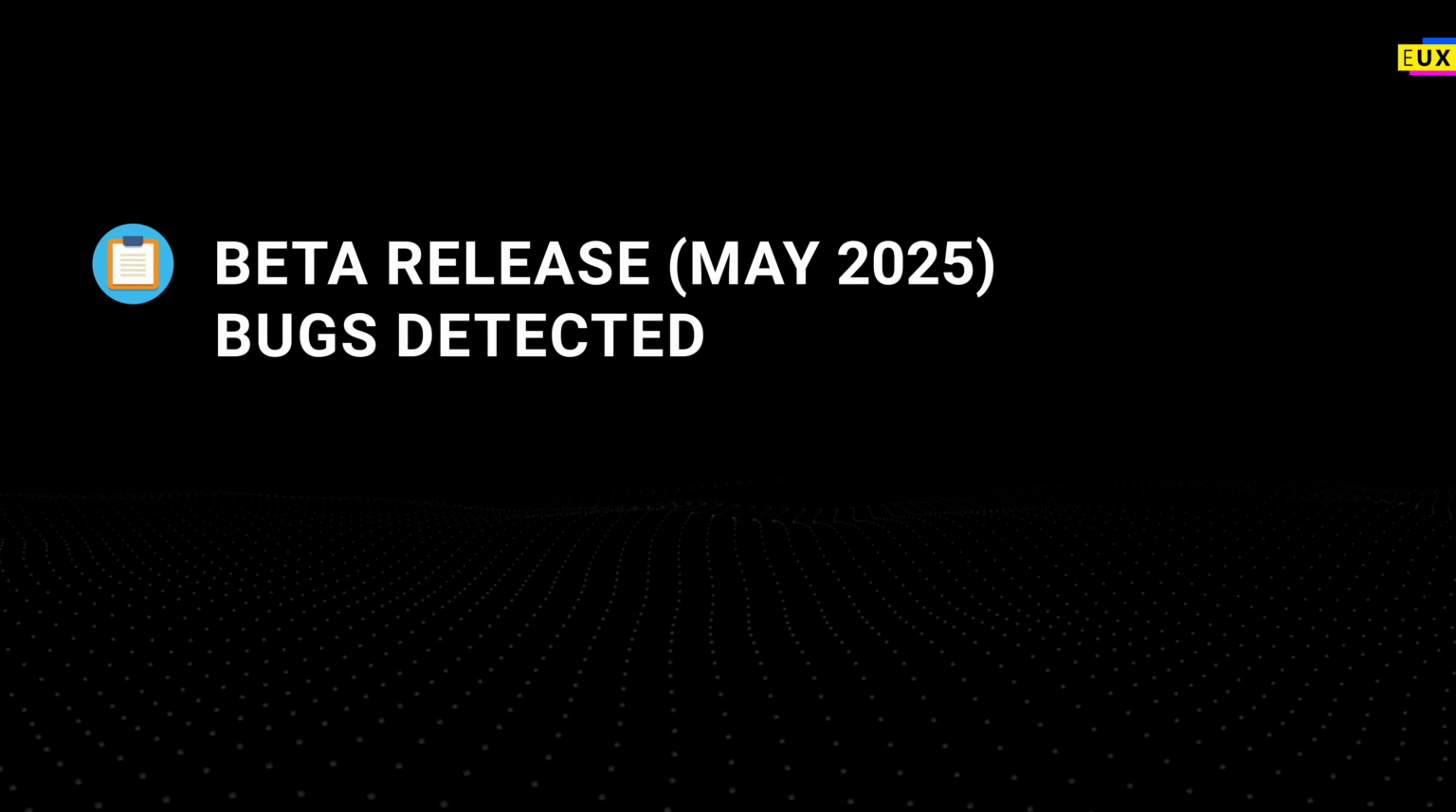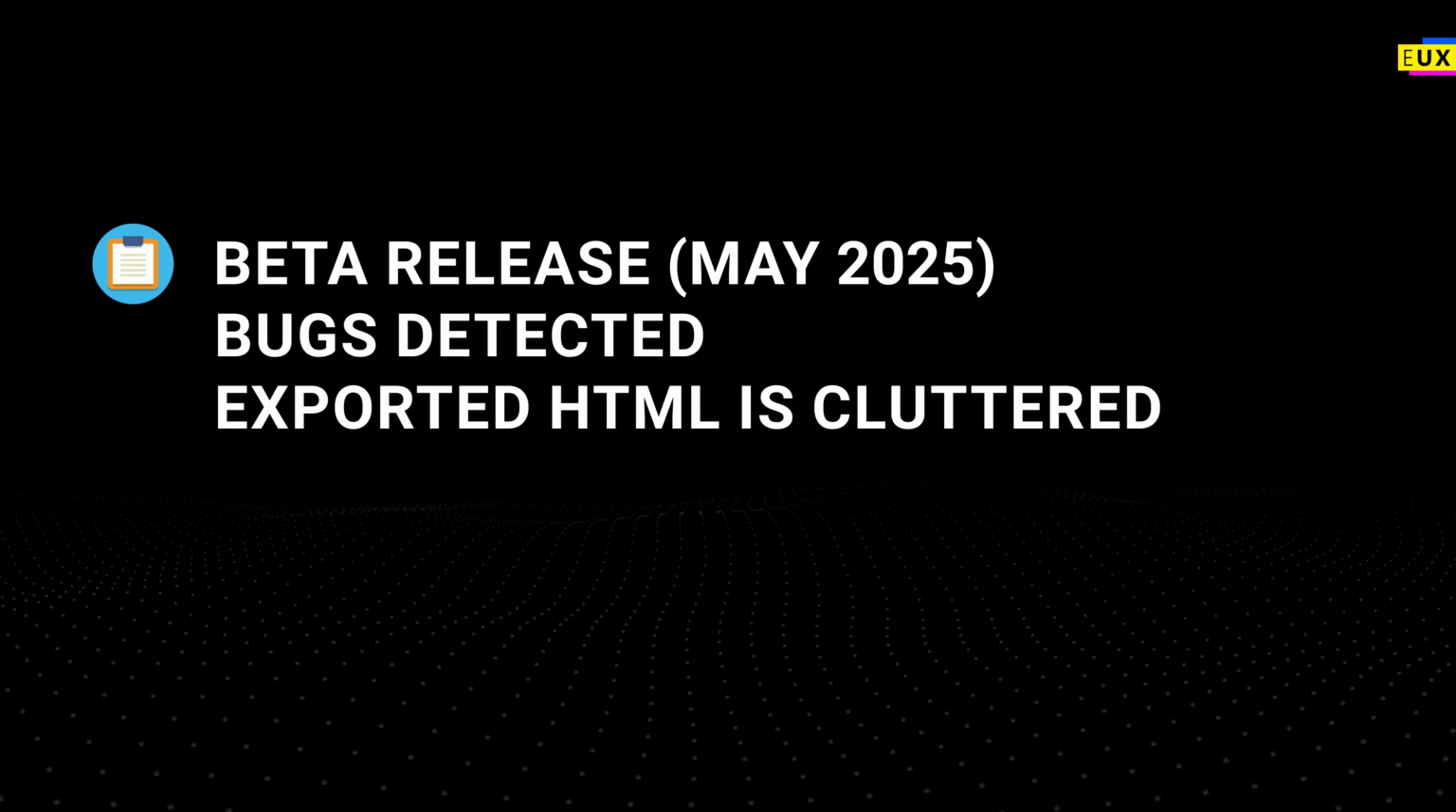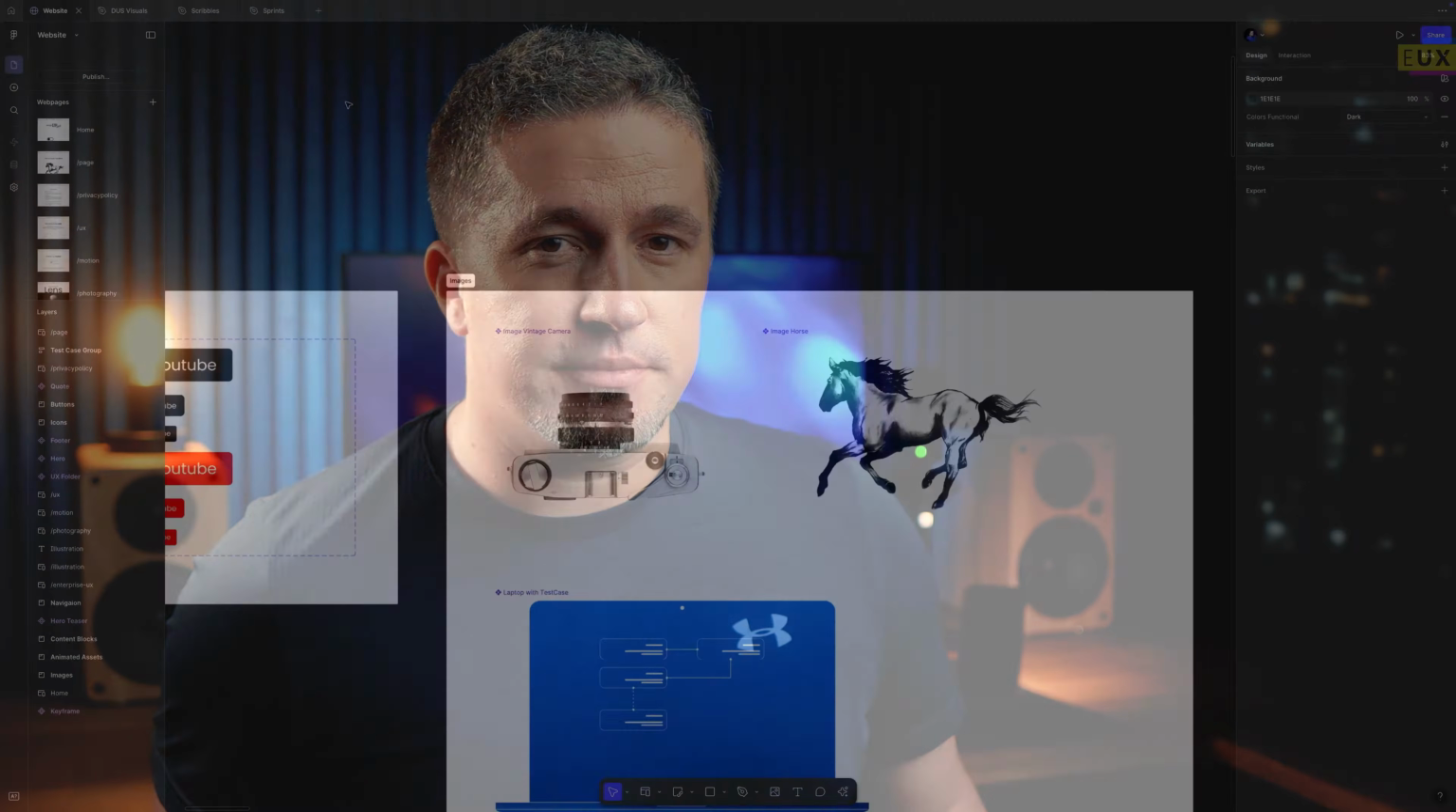But before we dive into the details, one important remark. It's still in beta, so there are some bugs, and more importantly, the HTML it generates isn't great. I was also missing some key features, like the ability to build a contact form. But I'm hoping Figma will improve that over time. For this video though, let's focus on the design process, because that's where Figma Sites really shines.